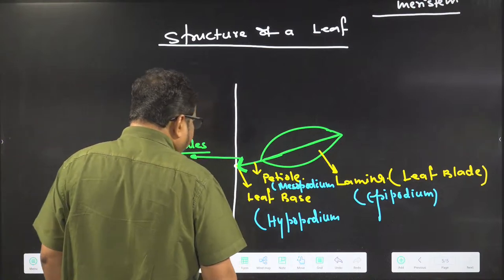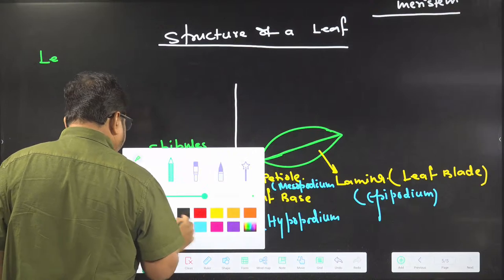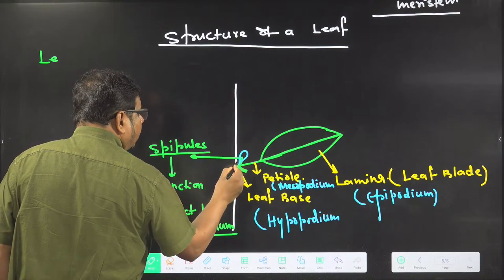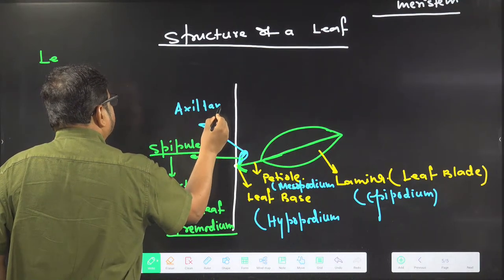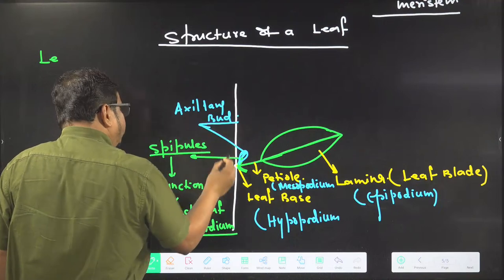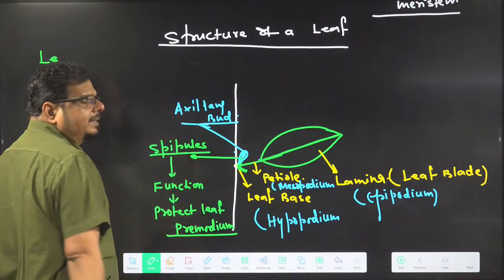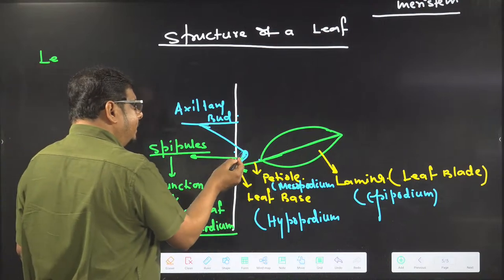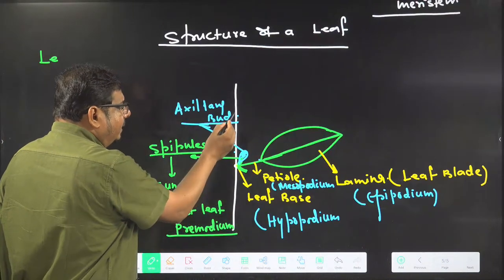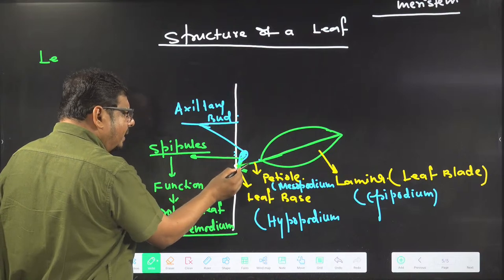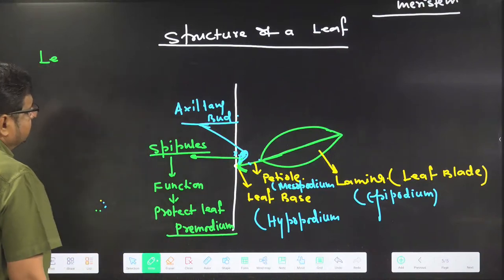Got the idea? Now we are coming to the leaf base. And here, in the angle, in the axil, which one is always there? The axillary bud is there. That is compulsorily present. Between the stem and leaf, in the axil, who is present? Always, compulsorily, the axillary bud is present. That is a compulsory structure.